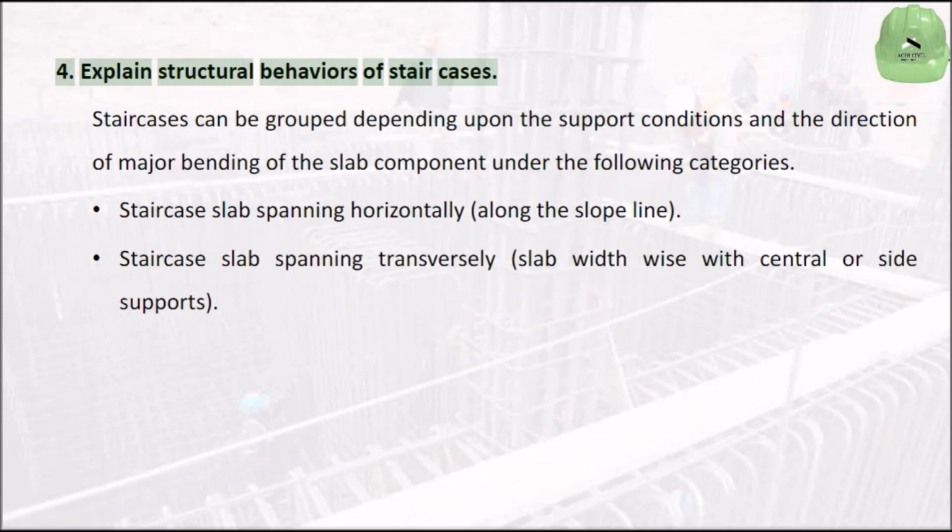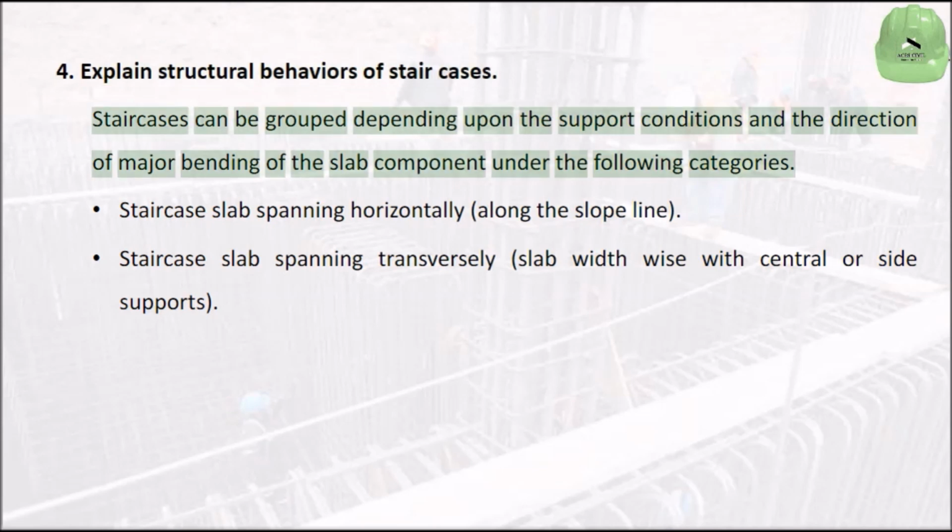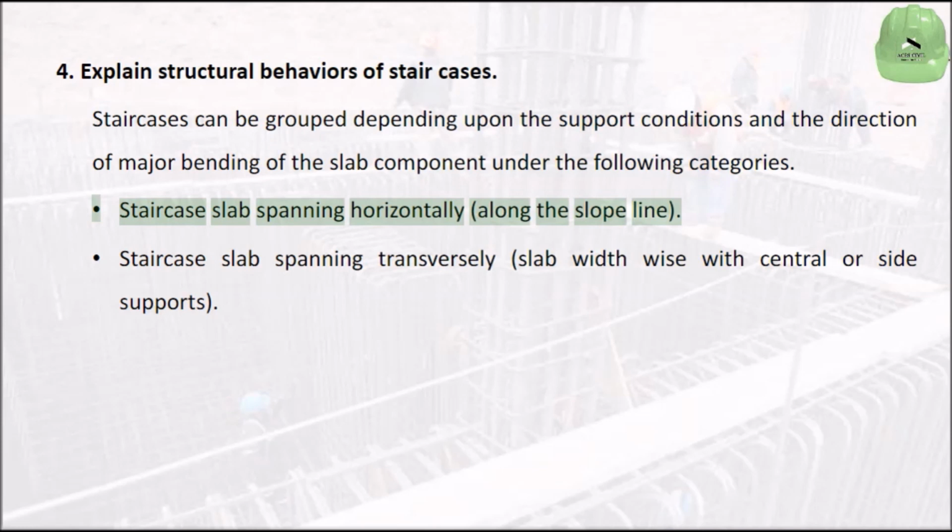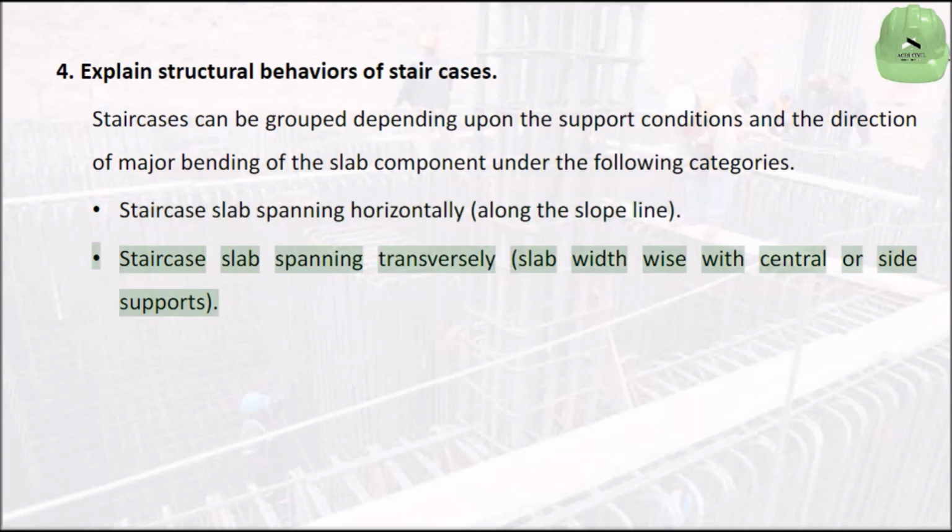4. Explain structural behaviors of staircases. Staircases can be grouped depending upon the support conditions and the direction of major bending of the slab component under the following categories. Staircase slab spanning horizontally, along the slope line. Staircase slab spanning transversely, slab widthwise with central or side supports.